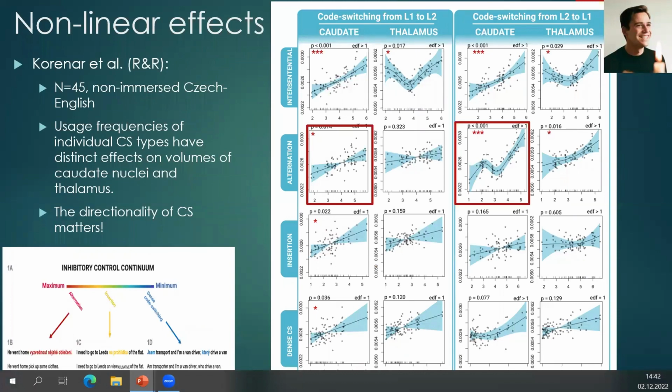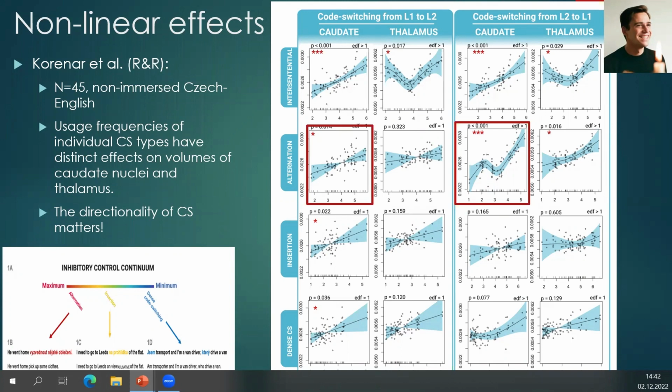And now it becomes complicated because we thought that, okay, the LSBQ is a measure of bilingual experience. Can we go into more detail about usage patterns? So we wanted to see whether the patterns of code-switching use in the second language predict brain structure. So again, with Michal Korenar, we looked at 45 Czech-English bilinguals, and we used a task that practically measures the code-switching types in different environments, and also code-switching types in different directions.